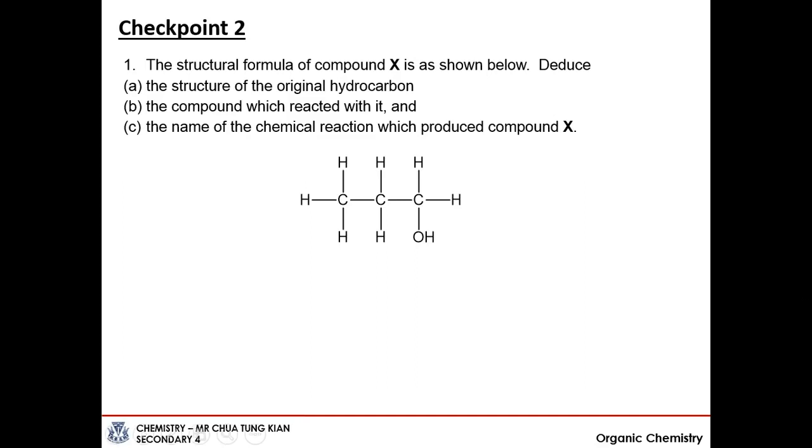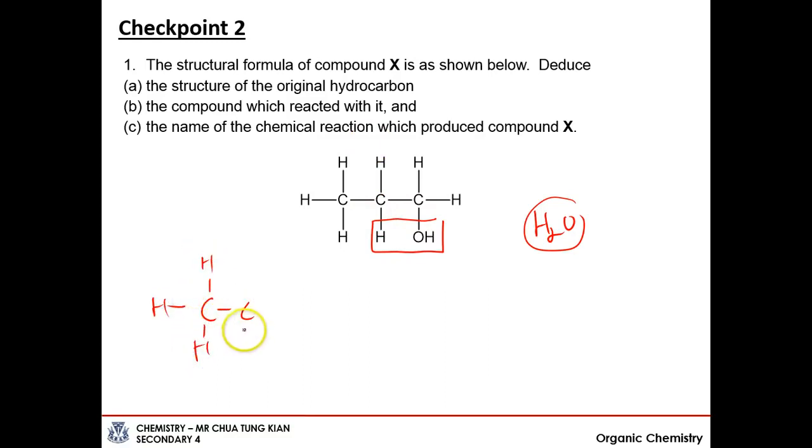Right, checkpoint 2. The structural formula of compound X is shown below. Deduce the structure of the original hydrocarbon, the compound which reacted with it, and the name of the chemical reaction. If you take a look here, you spot this straight away, HOH. So this is actually H2O. It actually comes from the alkene. This alkene, and we do a steam addition and we get this alcohol. So if I were to remove this HOH, what would I get? It's actually just this.